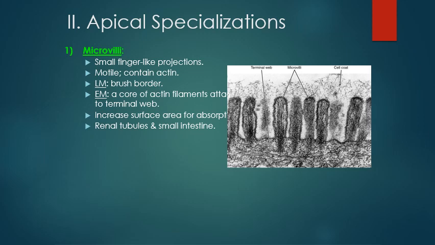Now we're going to talk about the apical specialization. We have the microvilli, which are finger-like projections. They contain actin filaments and form what's called the brush border. By EM, they are actin filaments covered by cell membrane. Their importance is to increase the surface area, and they are present in renal tubules and the small intestine.